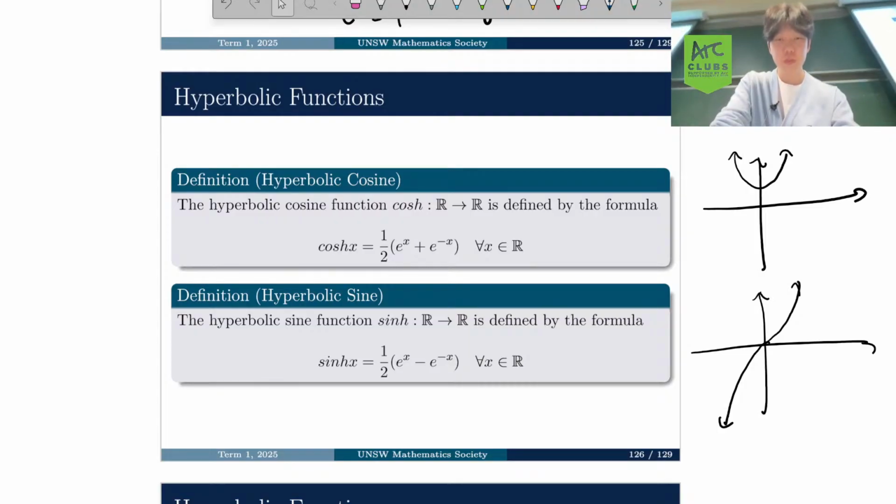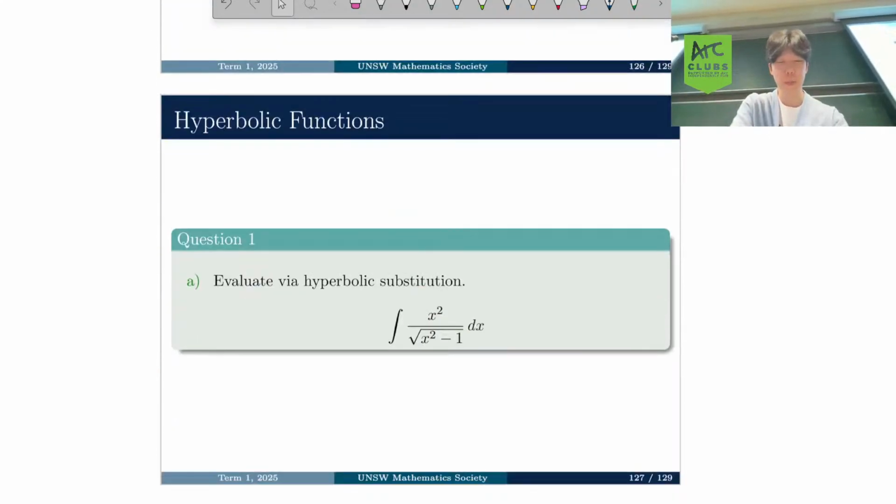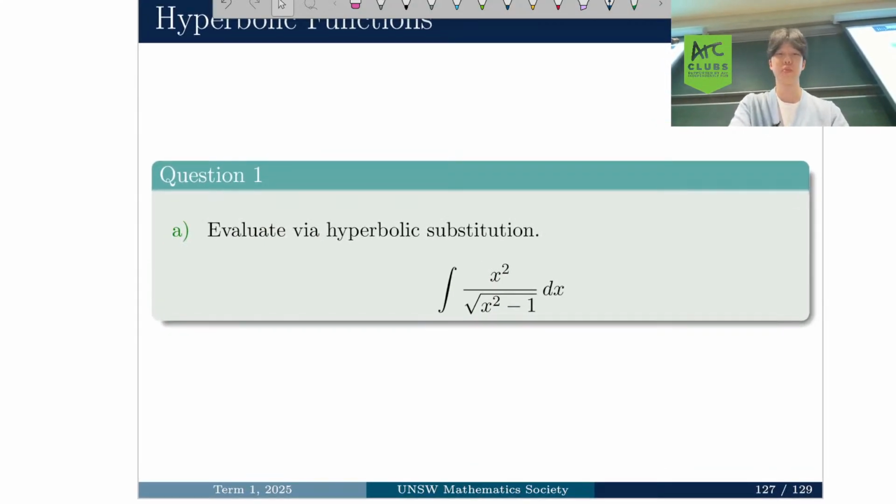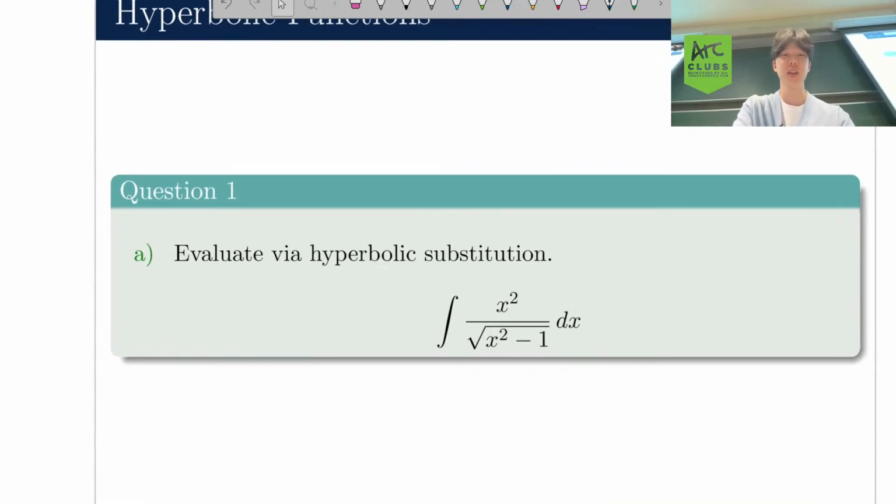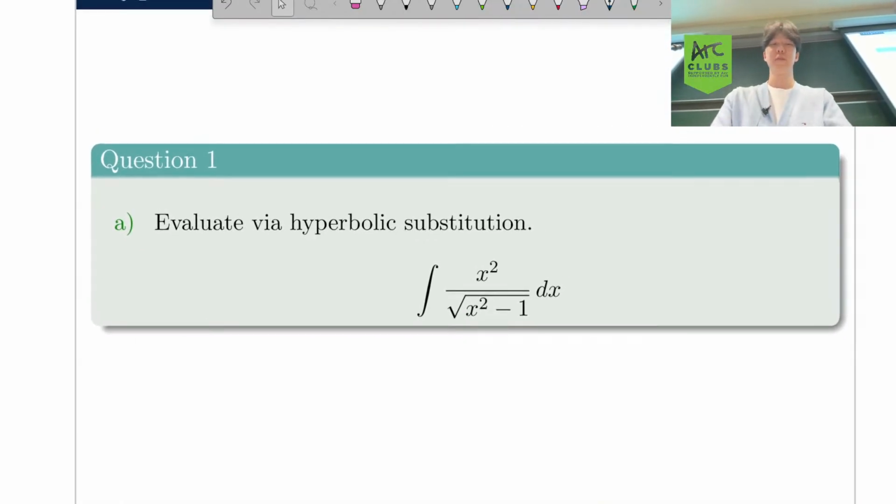However, what we're going to do is we're going to see if we can use those hyperbolic trig functions to do an integral like this. So here, evaluate by a hyperbolic substitution, we have the integral of x squared over root x squared minus 1.